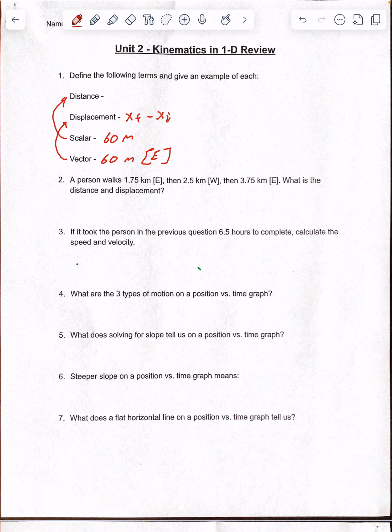Number 2: a person walks 1.75 kilometers east, then 2.5 kilometers west, and then 3.75 kilometers east. What is the distance and displacement? For distance, throw out all the directions and just add up all the numbers. There is no negative, so add all those up and you get a distance of 8 kilometers. On my key, I will show a little bit more work on some of these problems. I'm just trying to save some time, so if I'm going too fast, feel free to rewind it, or try some problems out, then press play and see if it matches mine. That's another way you could use this video.